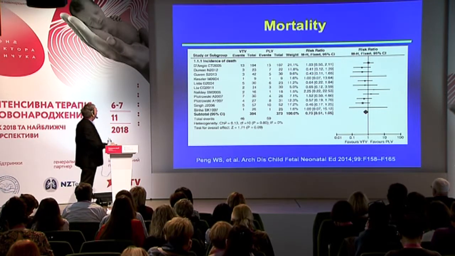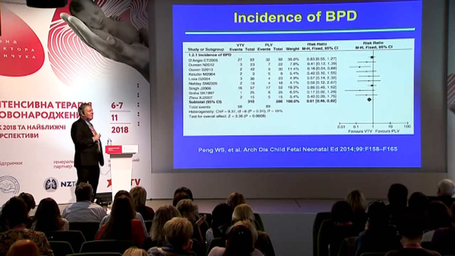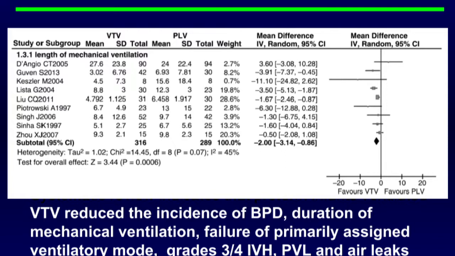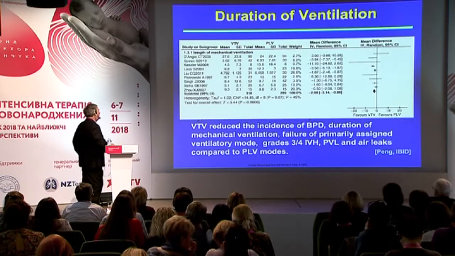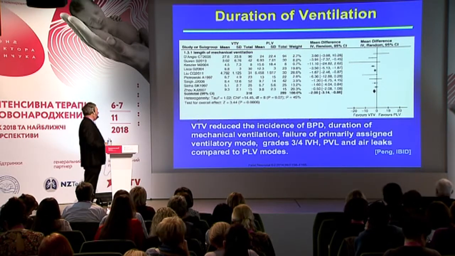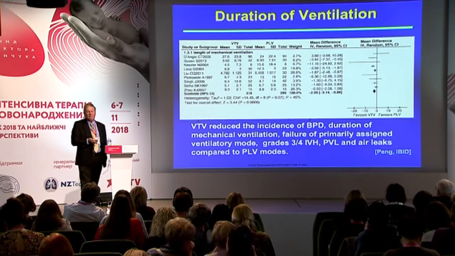So where are we now? Well, mortality, incidence of BPD, now statistically significantly less when volume targeting is utilized. Duration of ventilation. Again, Tang concluded that volume-targeted ventilation reduced the incidence of BPD, the duration of mechanical ventilation, failure of the primarily assigned ventilatory mode, meaning more failures with pressure than with volume. It reduced grade 3 and grade 4 IVH, PVL, and air leaks compared to pressure-limited ventilation. 25 years after we found the same results in our very first study.